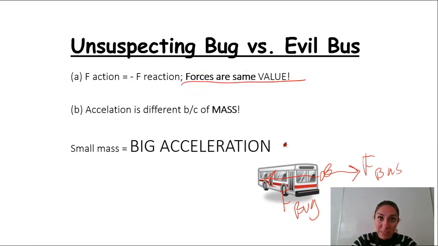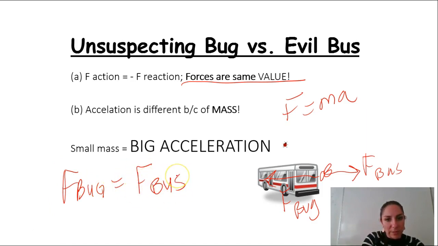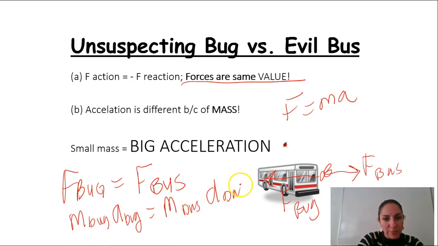But what we see are two different things. Even though they have the same forces, it's kind of amazing. According to Newton's second law, force is related to mass times acceleration. So the force on the bug has to equal the force of the bus, which means the mass of the bug times the acceleration of the bug has to equal the mass of the bus times the acceleration of the bus, just like that. But what do we know about the mass of the bug? It's teeny tiny.